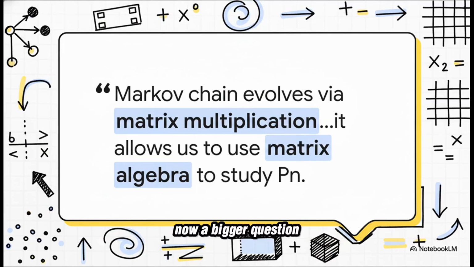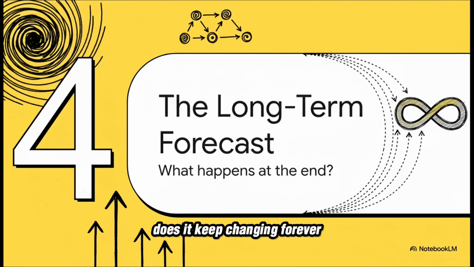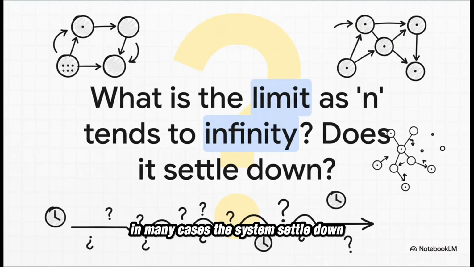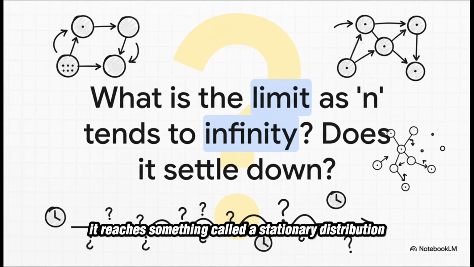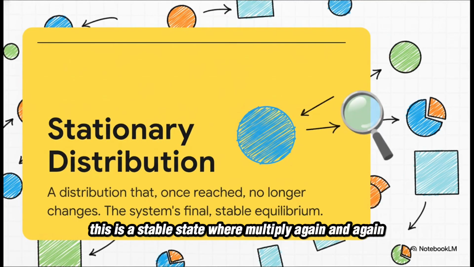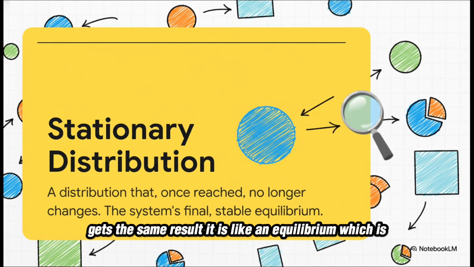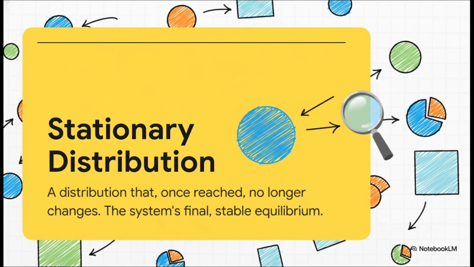Now a bigger question. What happens if we let this run forever? Does it keep changing forever or settle down into something stable? In many cases, the system settles down. It reaches something called a stationary distribution. This is a stable state where multiplying again and again gives the same result. It is like an equilibrium.